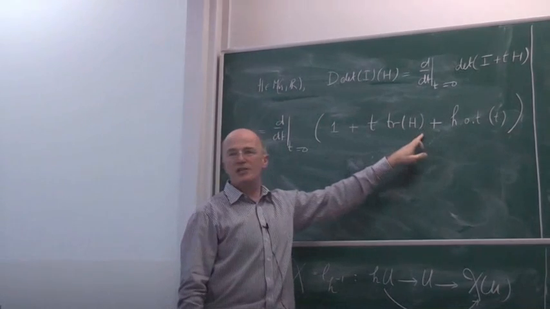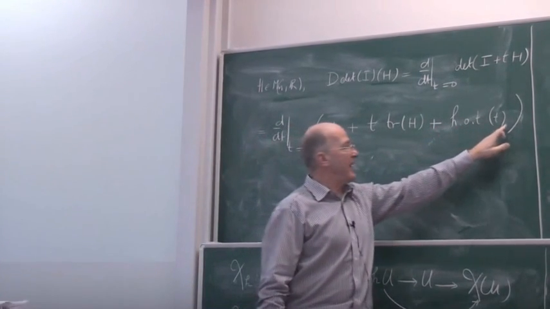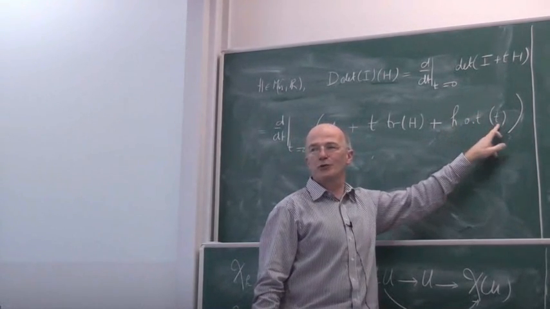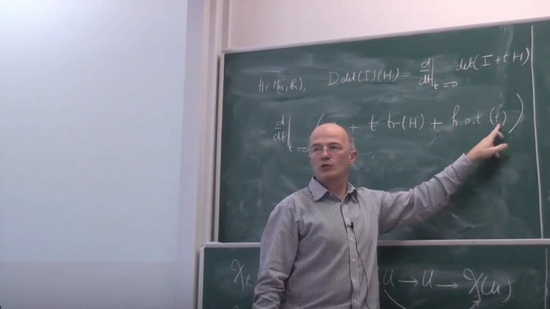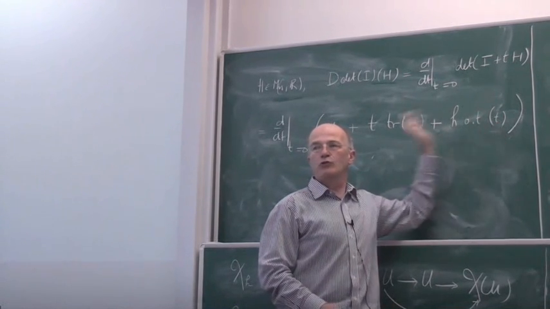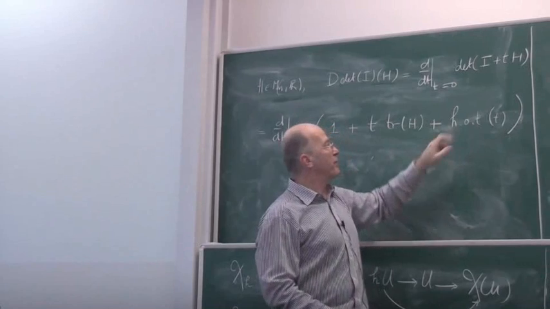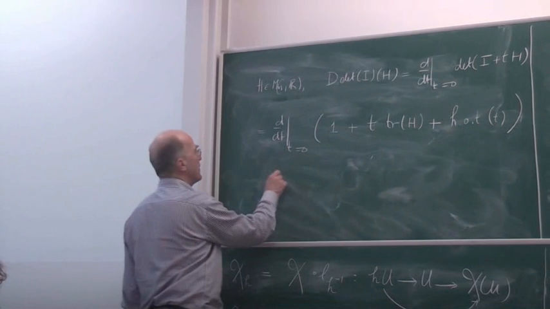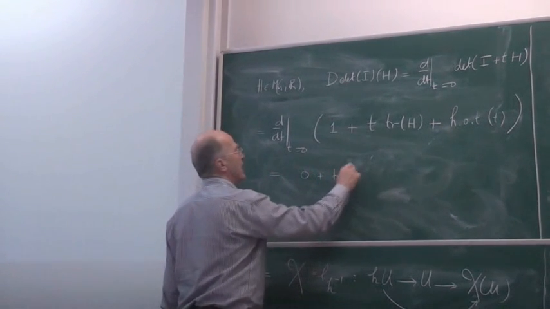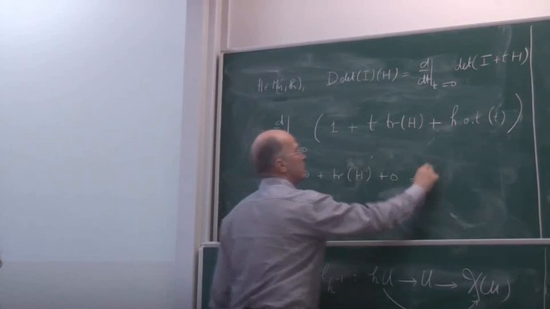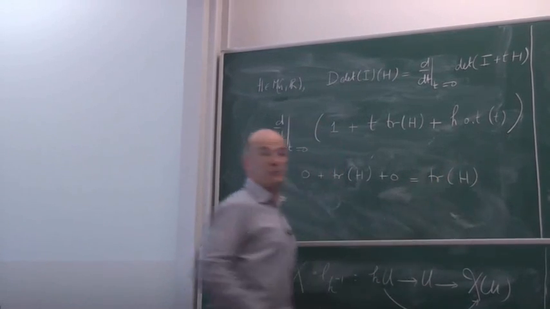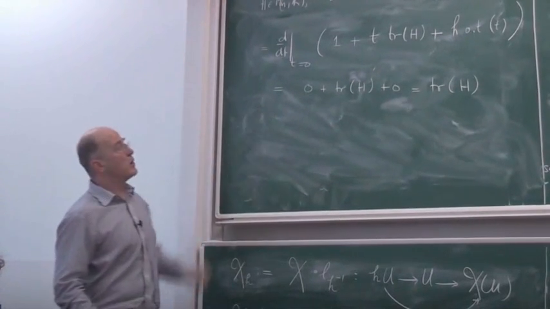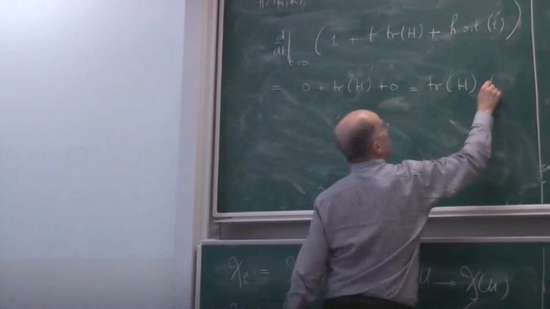If we do the differentiation, then we will get 0 here, we will get trace H here, and we will get a polynomial without constant term here, because these are higher order terms than degree 1. So if we differentiate one time, then all terms will have at least degree 1. So if we evaluate at t equals 0, we get 0 plus trace H plus 0. So this is the trace of H, and this proves the result.